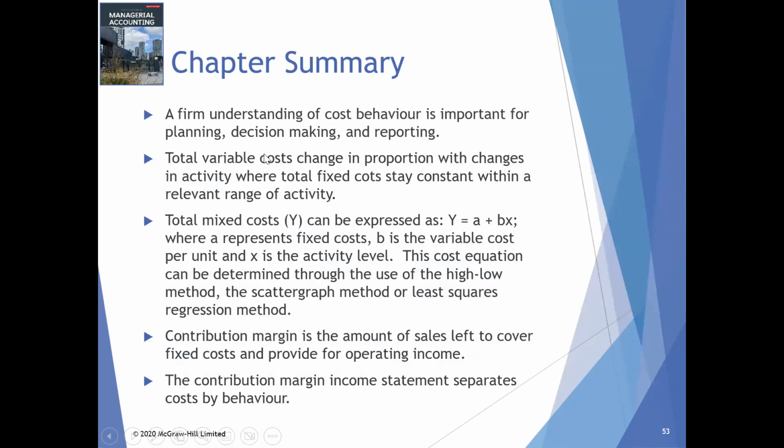So this is the conclusion that you can see. A firm understanding of cost behavior is important for planning, decision making and reporting. Variable costs change in proportion with the change in activity, whereas total fixed costs stay constant within the relevant range of activity. Total mixed cost Y can be expressed as Y = a + bX, where a represents the fixed cost, b is the variable cost per unit and X is the activity level. The cost equation can be determined through the use of the high-low method, scattered graph method, or the least square regression method.